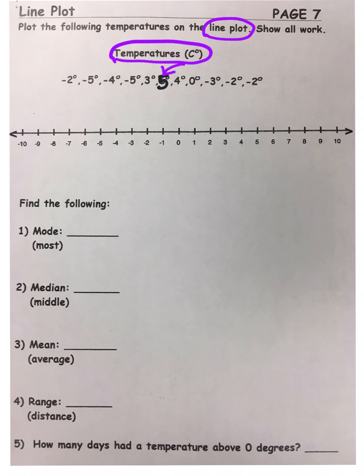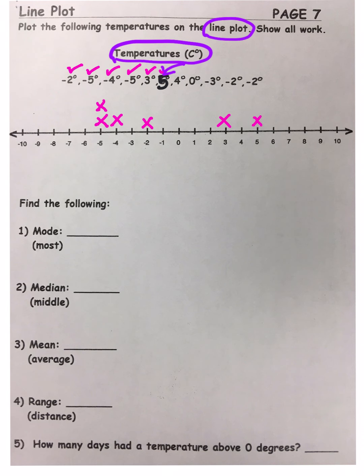For example, -2, our first temperature, gets an X. Then -5, place an X above -5. -4, another -5, so we start to stack our X's. A +3, please take down these notes as I go through them with you.